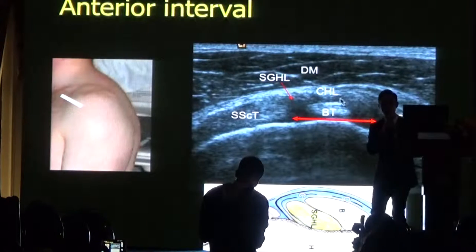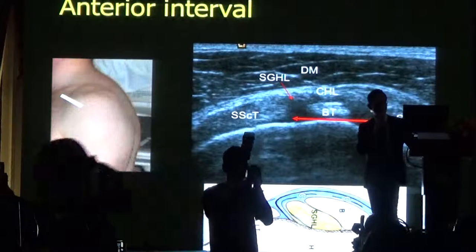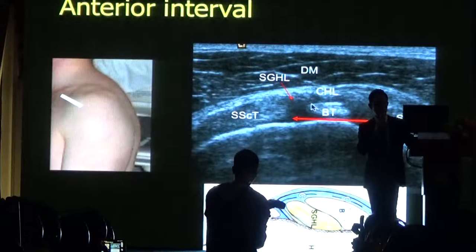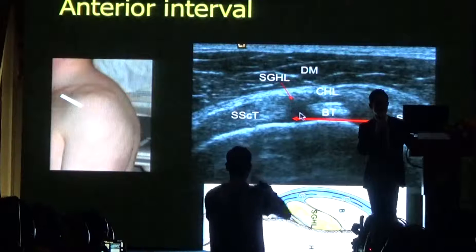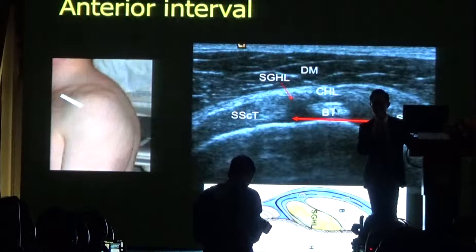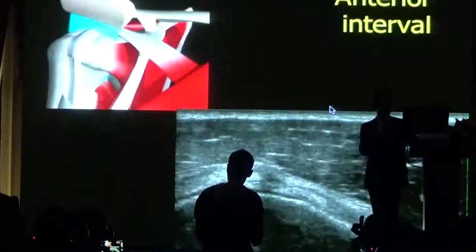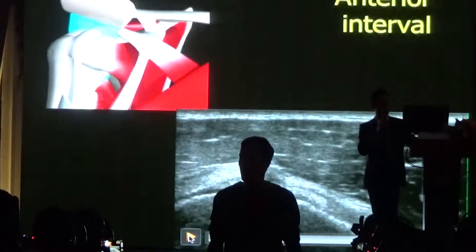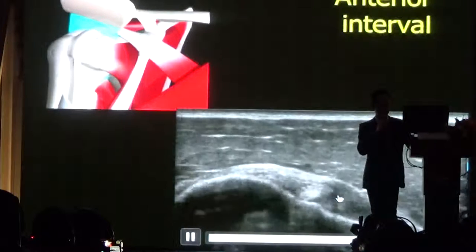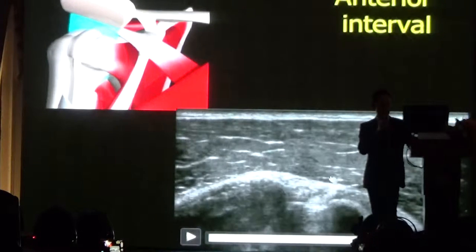The anterior interval is a very important structure to be aware of. You have the supraspinatus tendon and the subscapularis on either side of the long head of biceps. And in this region here is the coracohumeral ligament, and deep to it is the superior glenohumeral ligament. And this forms a pulley system around the biceps supporting it. When we look at this in more detail, you can see the anterior border of supraspinatus, the long head of biceps, subscapularis, and those ligaments surrounding this region.